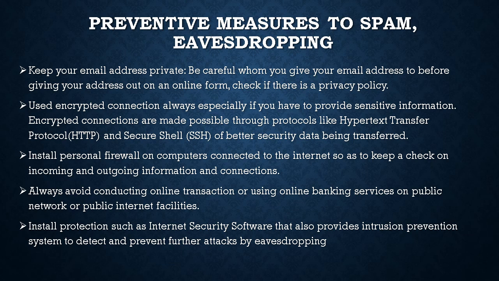Suppose your password is 123. When it is encrypted, it may change to ABC123456. In that way, attackers may not be able to catch your password. Install a personal firewall on a computer connected to the internet so as to keep a check on incoming and outgoing information and connections. Now, normally a firewall is available with the operating system. It is inbuilt. So you need to install a personal firewall in order to keep track of your internet browsing, what you're doing and what is coming inside your computer.